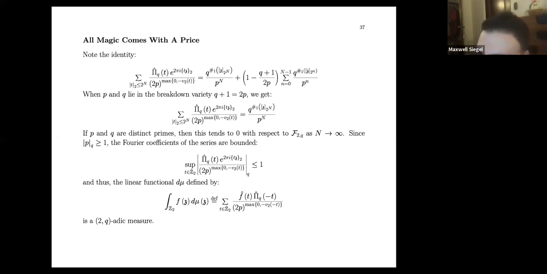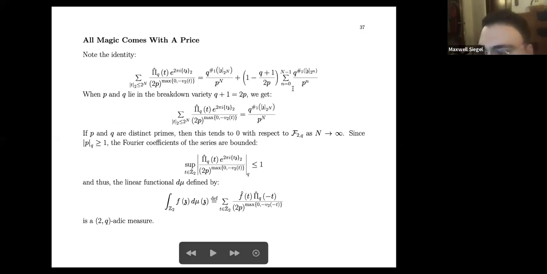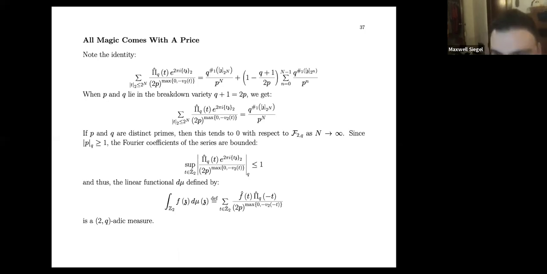So, as the saying goes, all magic comes with a price, and the same is true here. Noting the following Fourier identity, we see that when p and q lie in x's breakdown variety, this term over here, the series term, dies. When p and q are distinct primes, we then get the following in the breakdown variety, and we have this equation. Note that what we get here converges to 0 as n goes to infinity with respect to this simple 2q-adic frame. That is, this thing converges to 0 in the reals when z is a non-negative rational integer, and this thing converges q-adically to 0 when z is any other 2-adic integer.